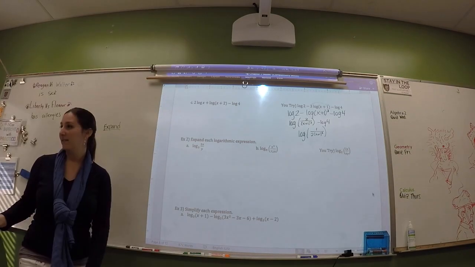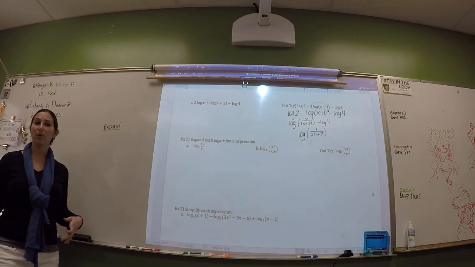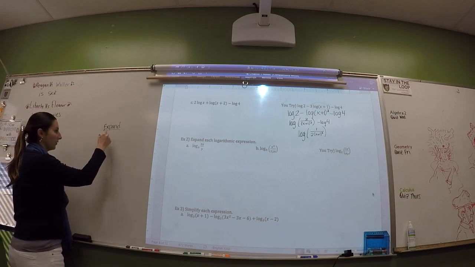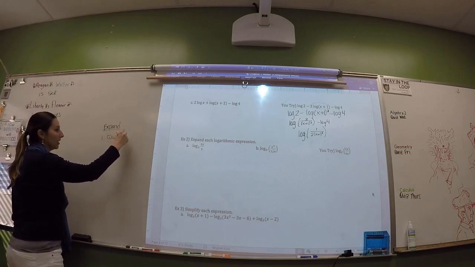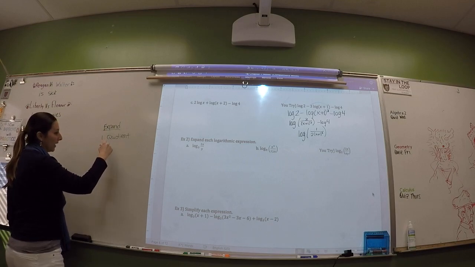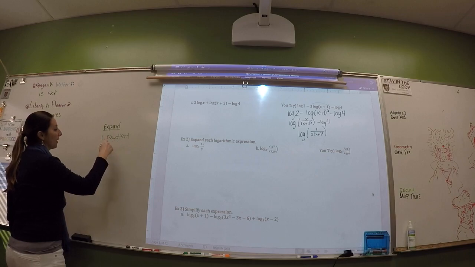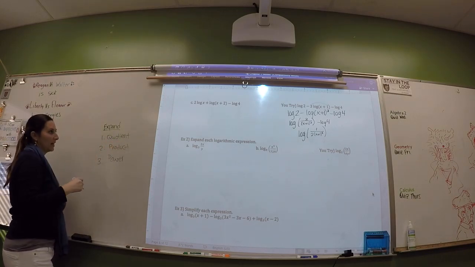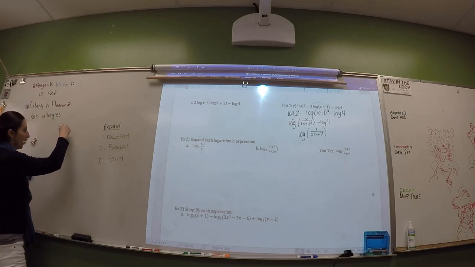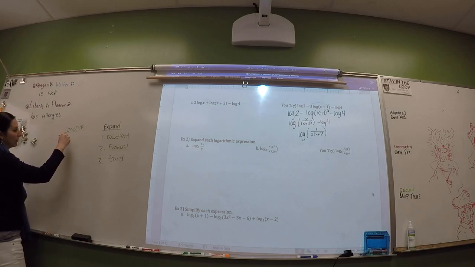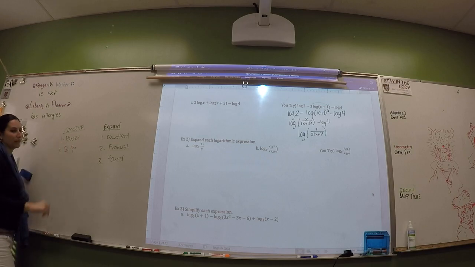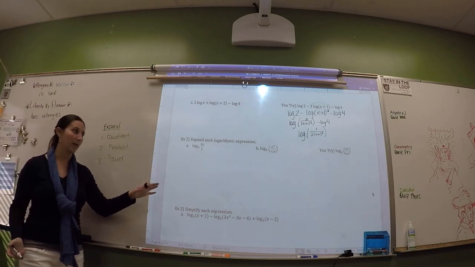Okay, now we go in a slightly different order. Typically when we're expanding, we want to first look and see if there's a quotient that we can separate. After that, we look at if there's a product, and then after that, we look for if there's a power that we can change. So it's kind of like the backwards order of when we condense. When we condense, we usually look for the power first, and then these two from left to right. So this way we're looking backwards.